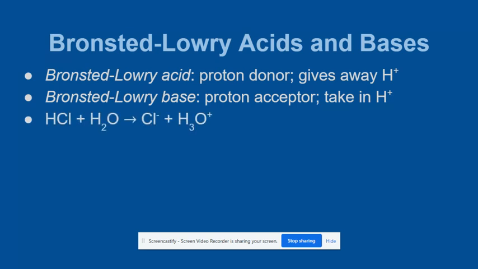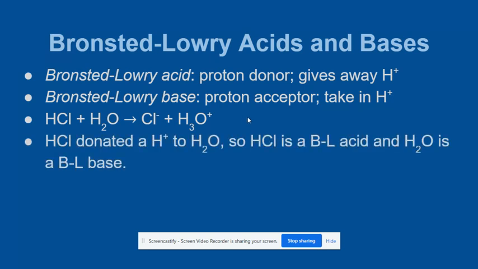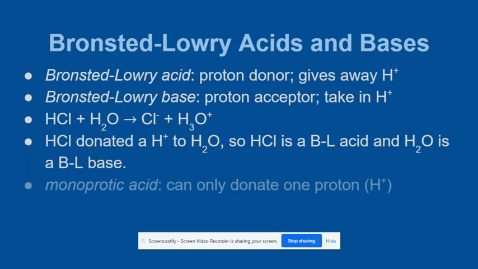All right, we saw this yesterday. Here's hydrochloric acid by name, and it's going to give a hydrogen to the water. When the hydrogen's gone, we're left with chloride, and there's our friend hydronium, H3O+. So because HCl donated a hydrogen to water, the HCl is the Bronsted-Lowry acid because it donated, and the water is the Bronsted-Lowry base because it accepted.